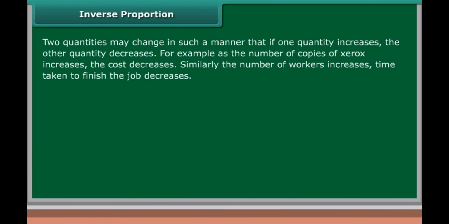Inverse proportion. Two quantities may change in such a manner that if one quantity increases, the other quantity decreases. For example, as the number of copies of Xerox increases, the cost decreases. Similarly, as the number of workers increases, the time taken to finish the job decreases.